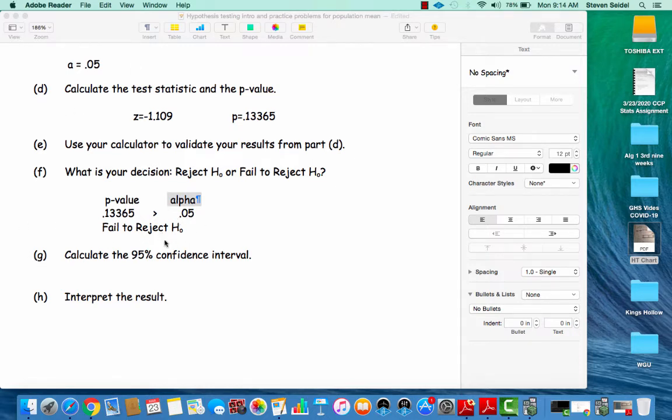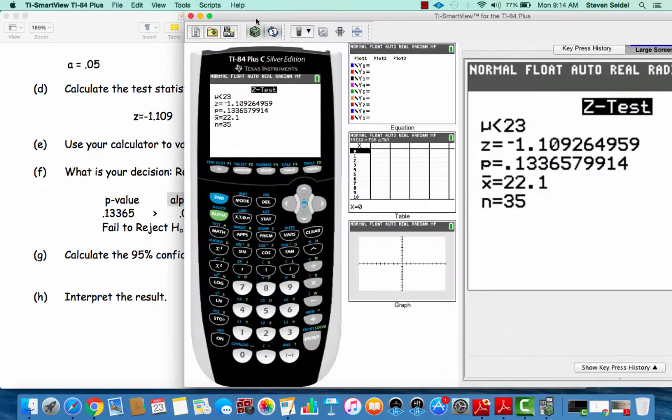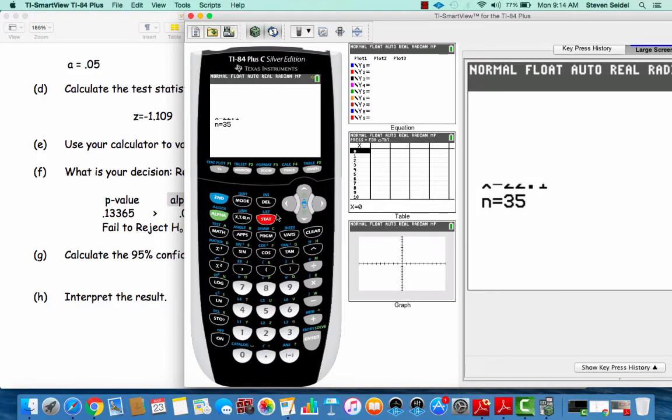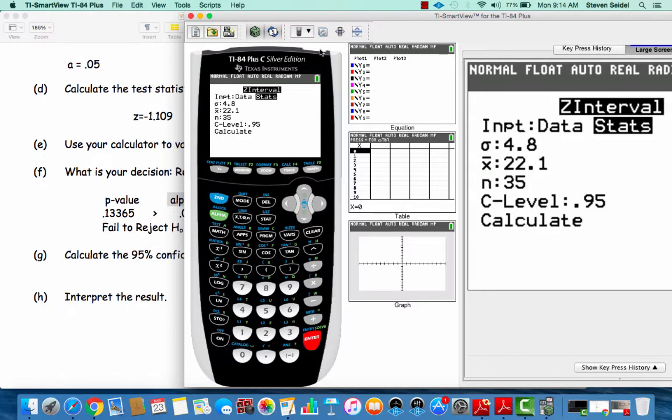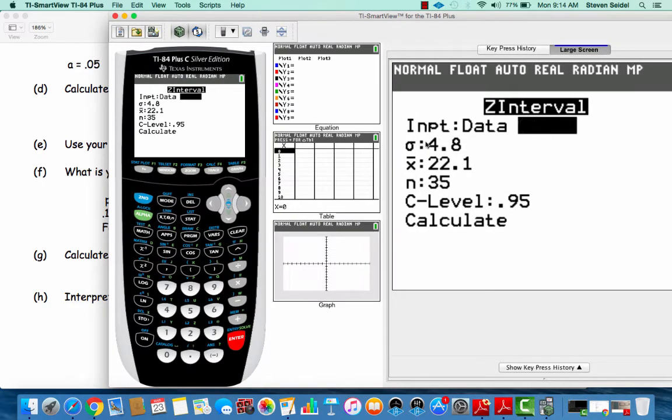Now let's calculate the 95% confidence interval. Why would we want to do that? This is why we did confidence intervals. We're going to calculate a 95% confidence interval. That and alpha work together. Going to your calculator, when you go to stat test, well, this is a z-test, so I better run a z-interval. There's our z-interval.